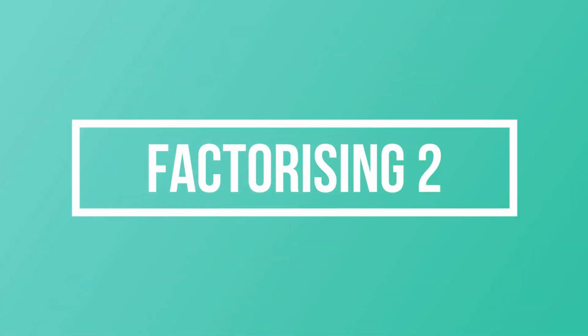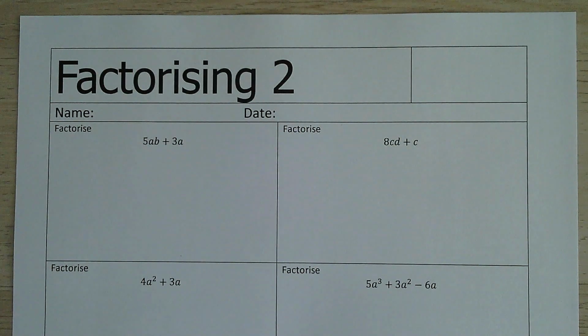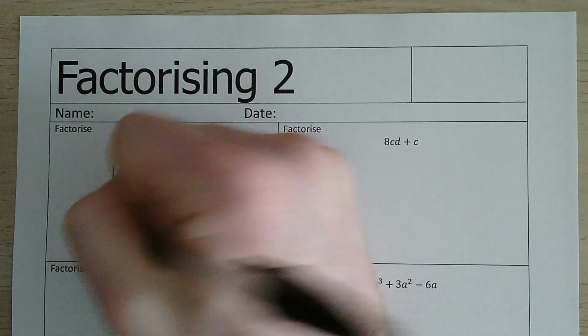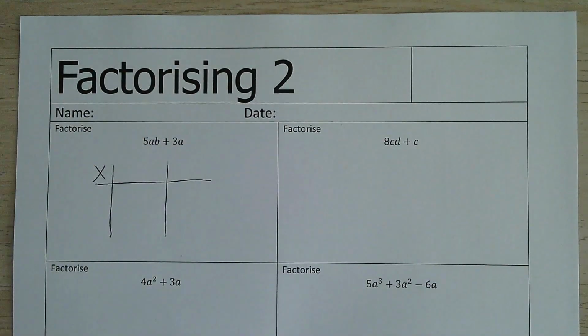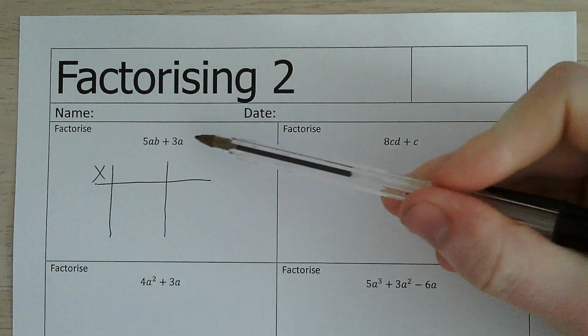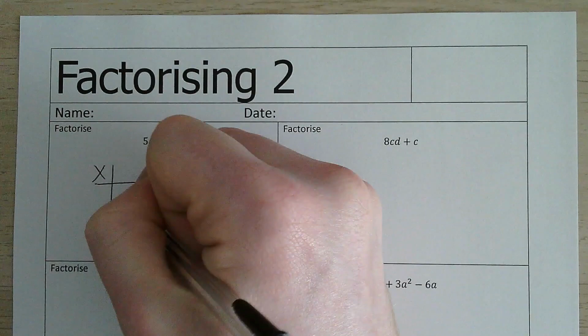Welcome to today's lesson. Today we are going to continue factorising expressions. To factorise, we first need to set up our grid method. We're going to put the terms in the question into the answer boxes in the grid method.